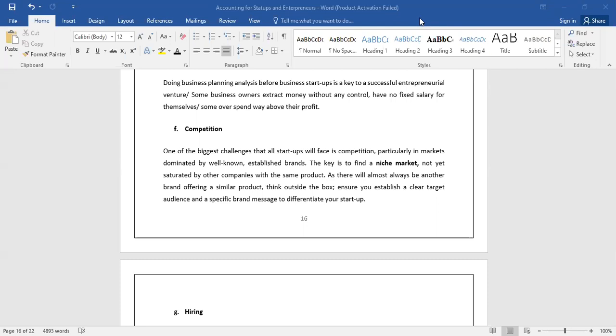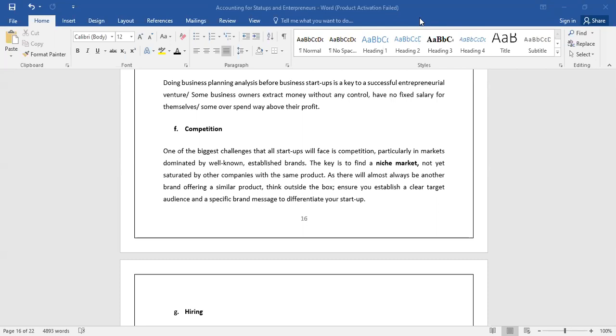Because if we don't pay particular attention to competition, we'll end up not having enough sales and it can affect our business. For all you know, we put a lot of money into the business, and then for us to start and not get the needed funds or the needed returns, it can affect us. So the key is to find a niche market.